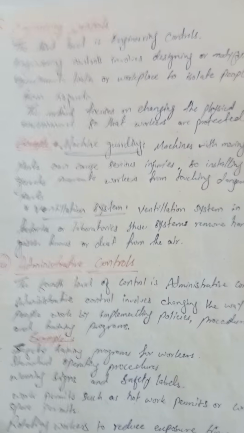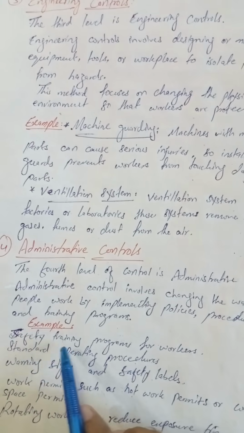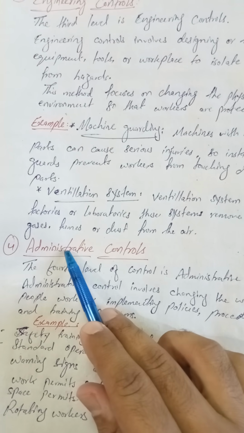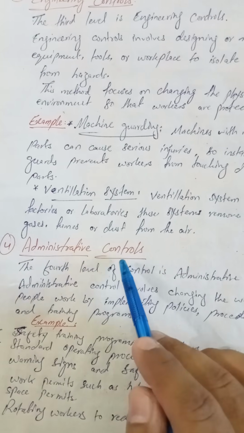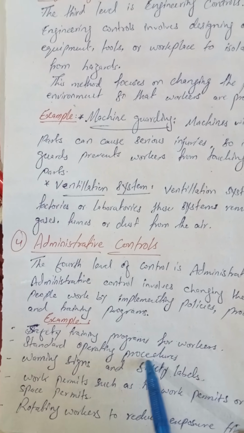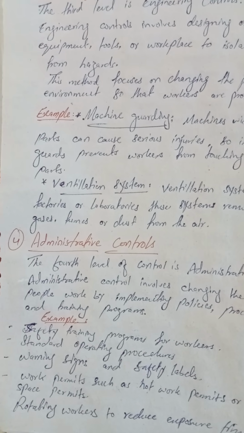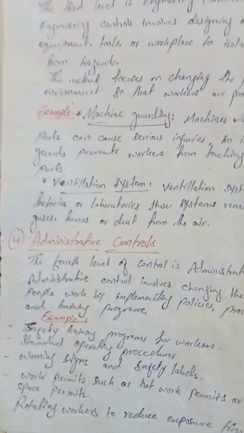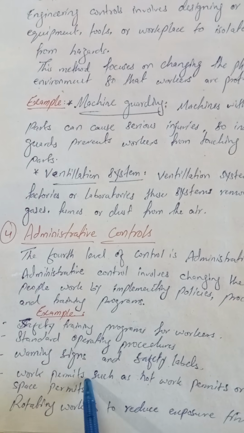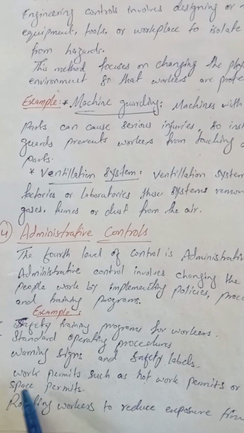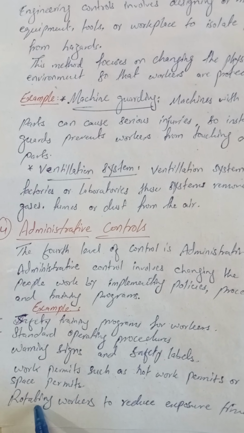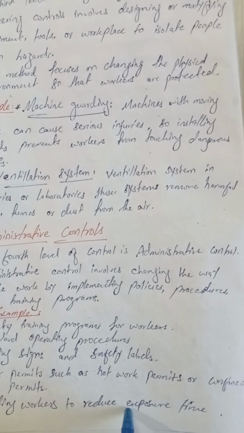Example: safety training programs for workers. What will administrative control do? It will arrange safety training programs for workers, standard operating procedures, warning signs and safety labels, work permits such as a hot work permit or confined space permit, or rotating workers to reduce exposure to fire.